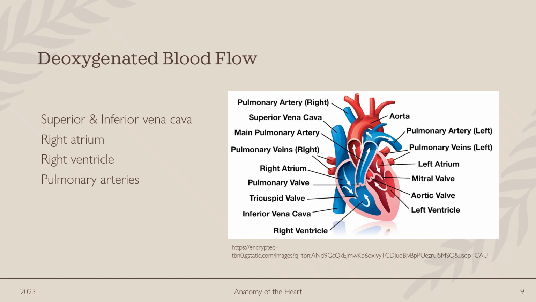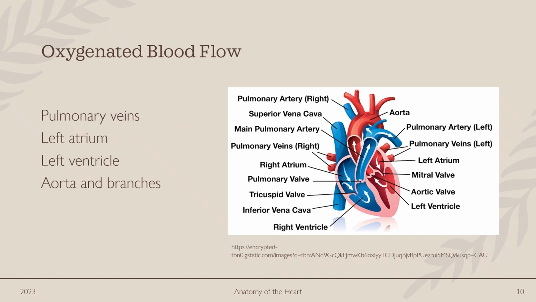The blood then passes through the pulmonary valve to the pulmonary arteries, where it will then enter the pulmonary circuit to be reoxygenated by the lungs. Now we'll focus on the oxygenated blood flow. This can be seen in the red on the diagram, with the arrows pointing in which way the blood's flowing.